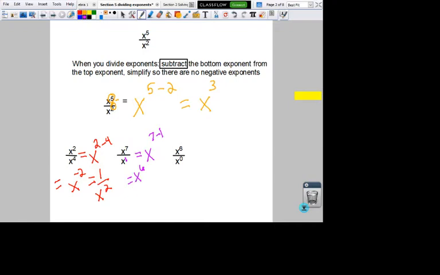And then on this last one, I don't even know why I put this one on here. I'm going to have x to the 6 minus 0, which doesn't actually change anything.